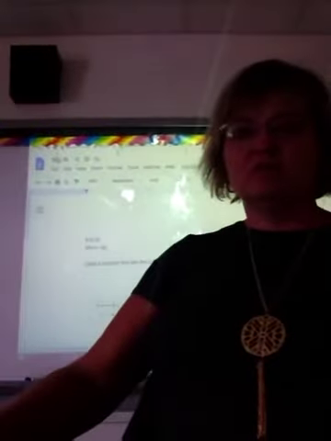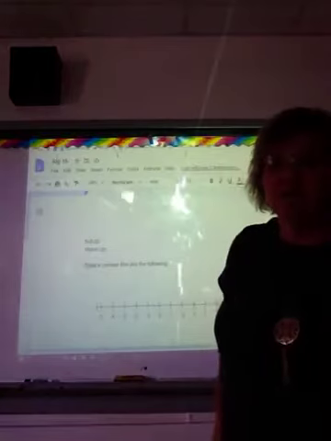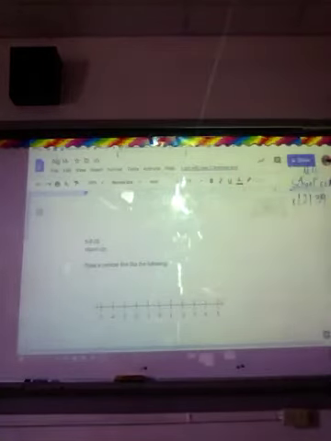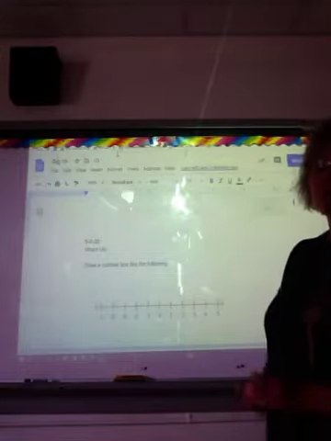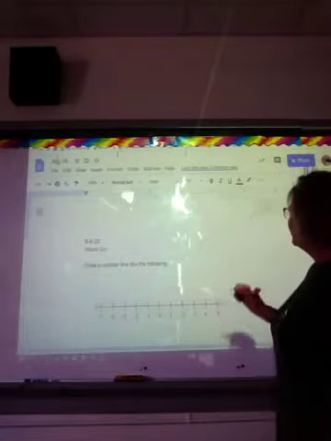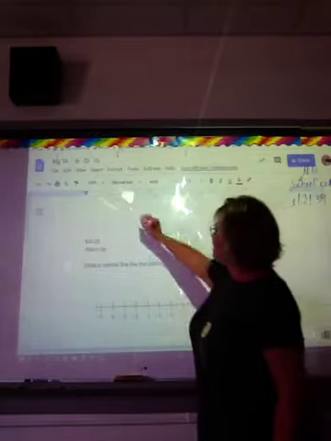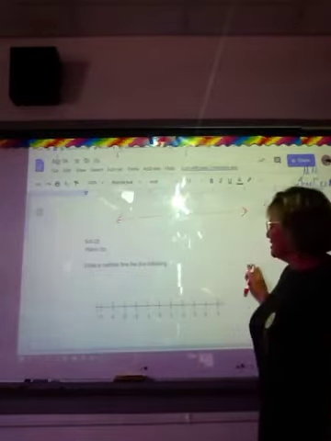Your warm-up, so you should have your notebook in front of you. Hopefully you'll be able to see what I have up here. Your warm-up says to draw a number line like the following. Okay, so you're going to draw a number line. I'm going to make it a little bit bigger up here so you can see what I've got. Alright, so your job right now is to make this number line.